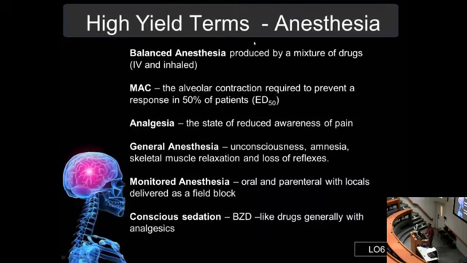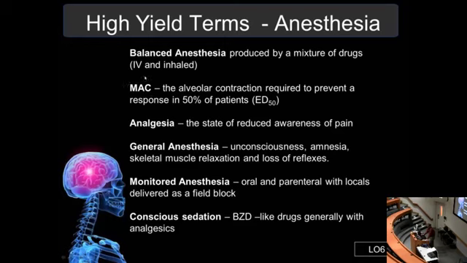Some high-yield terms that are associated or used with anesthesia would be this notion of balanced anesthesia. So this is basically a mixture of drugs that are both IV and inhaled. And so these are the 2 primary routes of administration for probably all these drugs in this lecture. So obviously if the patient's unconscious, you can't have them swallow a pill for obvious reasons.